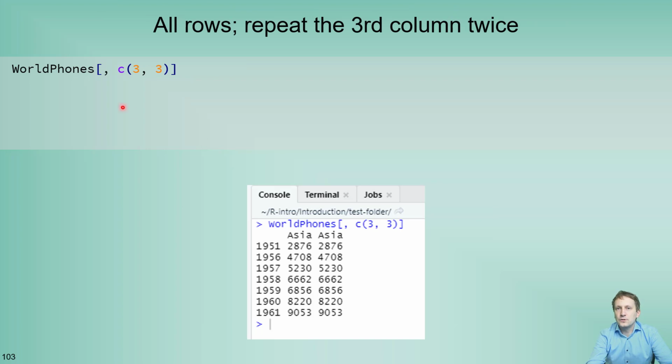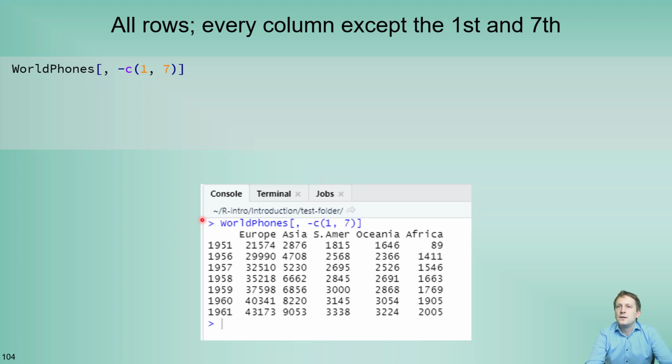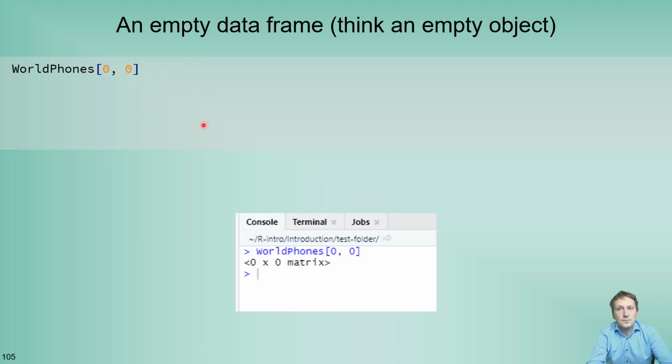Selecting all rows, okay, that is nothing, comma, that is selecting all rows, but then for the columns, we just want to actually get the third column and get it twice, so 3, 3. Selecting all rows, again, empty comma, and then select all the columns except for the first and the seventh. So we concatenate 1 and 7 and sort of deselect the first and the seventh column.